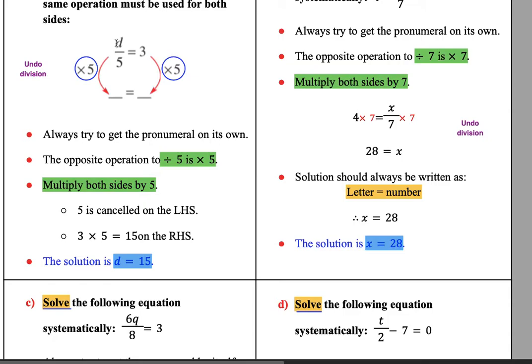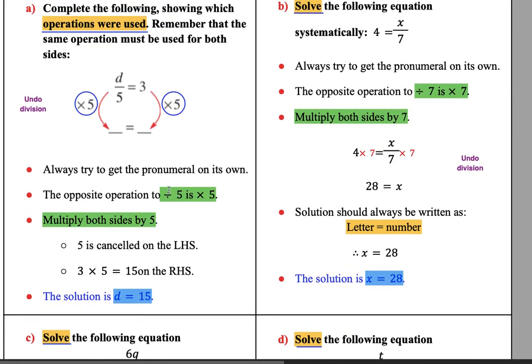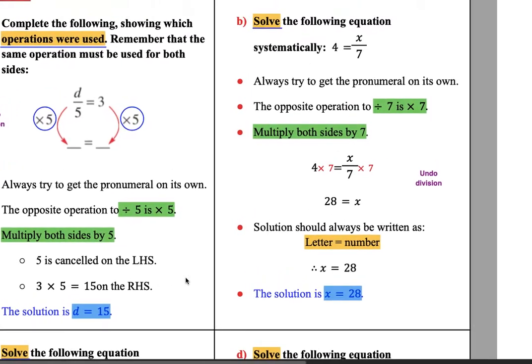So again, I'm always trying to get that pronumeral by itself. And the way I do that is I divide by 5. So to get rid of the divide by 5, I multiply by 5. So if I do that to both sides, my 5s will actually cancel out. So this divide by 5 and multiply by 5 will actually cancel out. So I just end up with D on my left-hand side, and on my right-hand side I have 3 times 5, which gives me 15. So my solution for this is D equals 15. On to the next one.